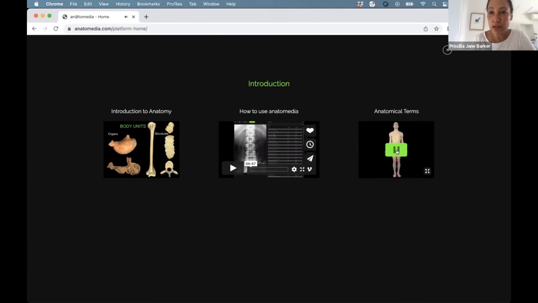To avoid confusion in describing the location of one structure relative to another, a standard reference position has been adopted. This is termed the anatomical position. So you can see there are 3 videos, and if you simply wanted to learn how to use the program, you'd probably go to how to use Anatomedia. But if you were starting anatomy, you might start with the introduction to anatomy and watch the anatomical terms videos as well. So hopefully that's useful. Have you found that useful, David?